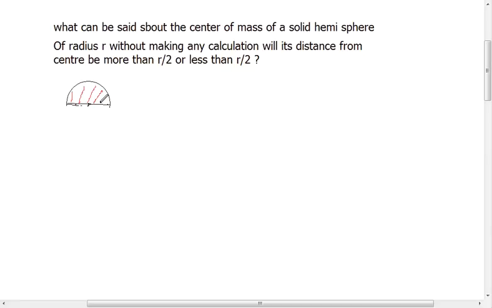Mass has a spherical symmetry. What does it mean that mass has spherical symmetry? If you look at this small infinitesimal region, if this length is the same, then this mass and this mass are going to be the same.